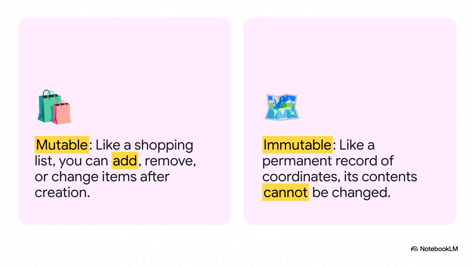A list is like your shopping list. It's designed to be changed. You add stuff, you cross things off. A tuple, though, is more like a permanent record, like a set of GPS coordinates. You really don't want those coordinates to accidentally change halfway through your trip, right?